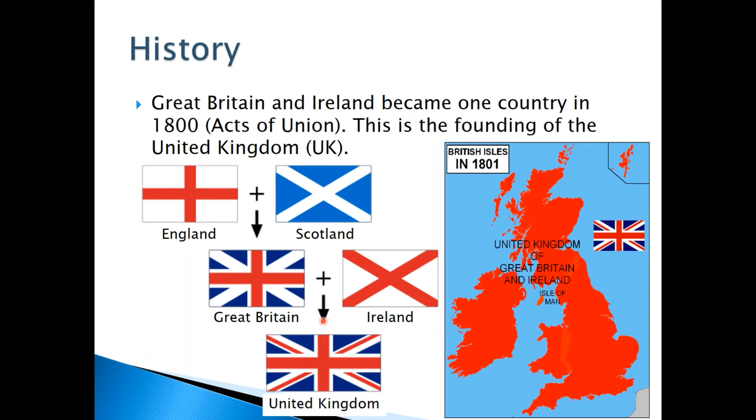So England and Scotland became one country, making Great Britain. Great Britain and Ireland became one country, making the United Kingdom of Great Britain and Ireland. So now the four countries were one country. England, Wales, Scotland, and Ireland had the same king and the same government. They were one country.